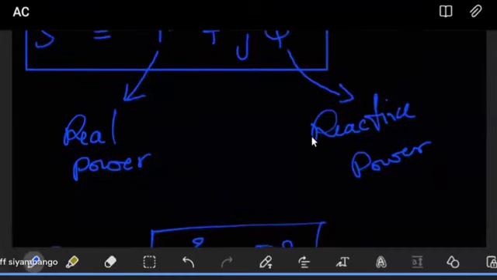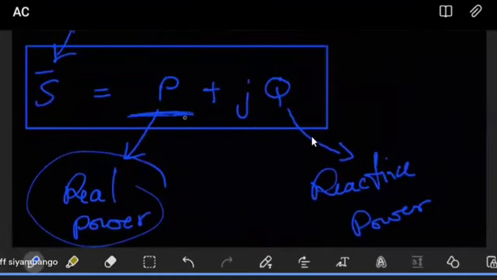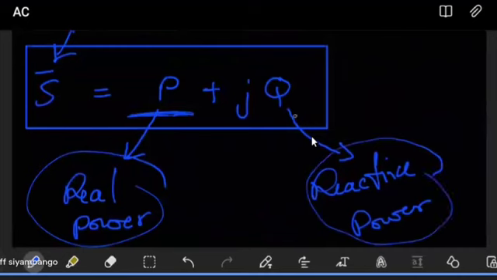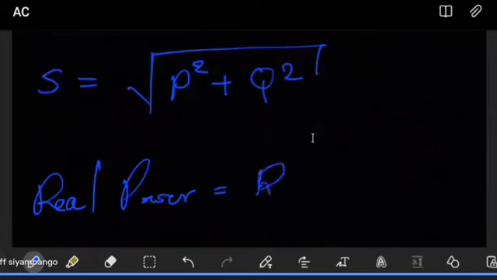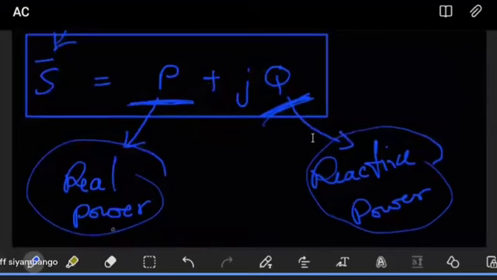Now, when you look at it, the real power is just the real part of the complex power, while the reactive power is just the imaginary part of the complex power. Why am I saying that? Sometimes, instead of just giving it to you as P, the real power can be represented as Re, to mean the real part of a complex number, and the complex number can be given as S bar, to mean the complex power. If the complex power is written in this form, the real part is going to be P only, so it takes you back to real power being P. In the same way, the reactive power Q is just the imaginary part of the complex power, and the imaginary part is just going to be Q there.